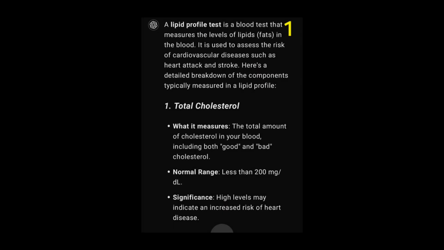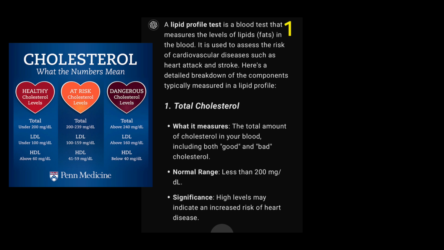Now, considering each point of the lipid profile, first comes cholesterol. It means the total amount of cholesterol in your blood, including both good and bad cholesterol. The range is less than 200 mg per deciliter, and if the levels are too high, they may indicate an increased risk of heart disease.